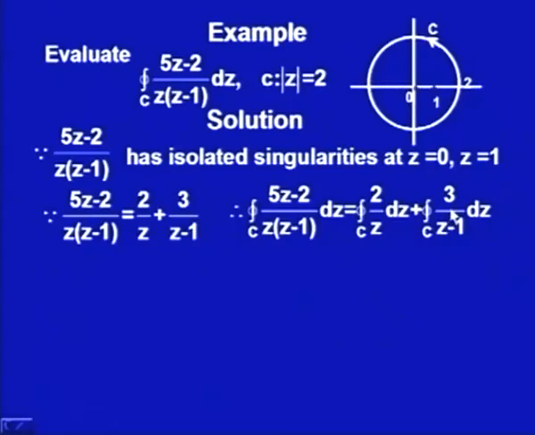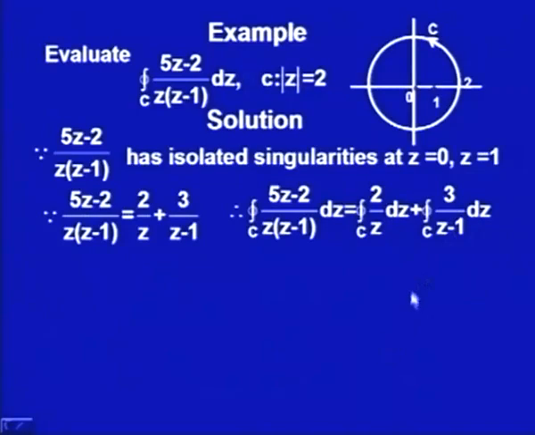Similarly, for the second one, the function is 3 upon z minus 1. This has an isolated singularity at z = 1. Now, this second integral is over C, the circle with radius 2. z = 1 is the only singularity, an isolated one, and it is inside this circle. Again, I could use the residue, and the function is simple, having only a principal part, 3 upon z minus 1 with a single term. So, b is here 3.